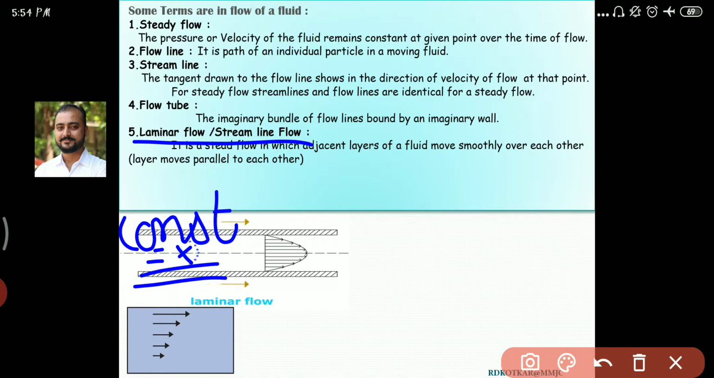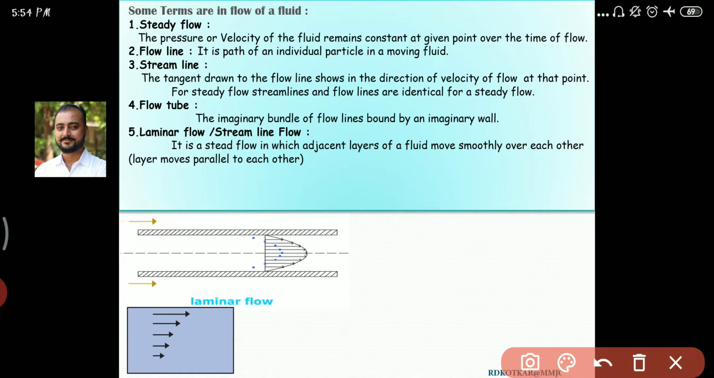Okay, so listen again to what I am saying. If the velocity of a particle at any point in a given liquid flow remains constant, then it is called laminar or streamline flow. You can observe from this diagram what it indicates. These layers are moving with this particular velocity, and the adjacent layers move smoothly over each other.